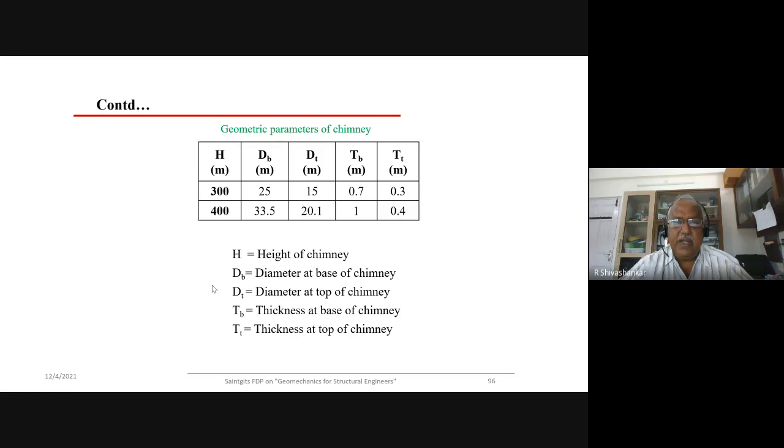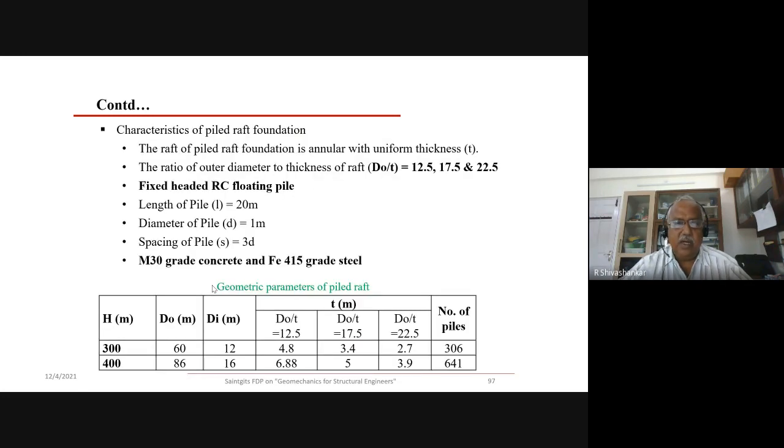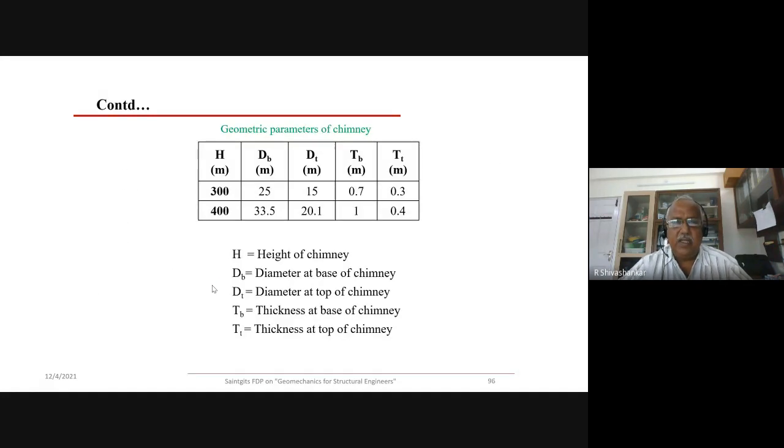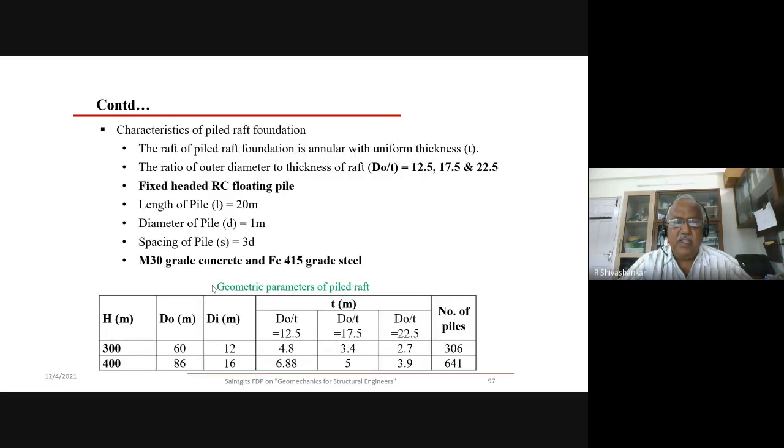It shows the diameter of the base, diameter of the top, thickness at the base, thickness at the top, and two heights were considered. So what we were interested in, there's a particular IS code which considers a fixed base, and we tried to compare. We did a soil structure interaction analysis and compared with the IS code, which has no interaction.